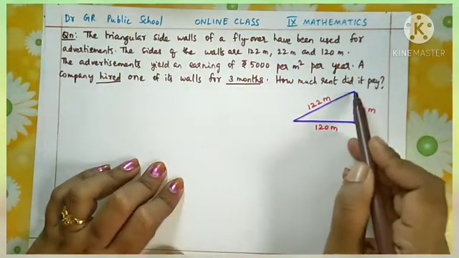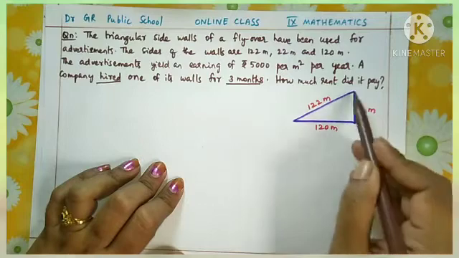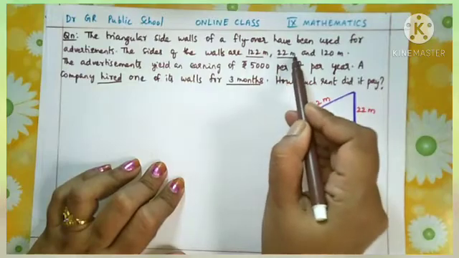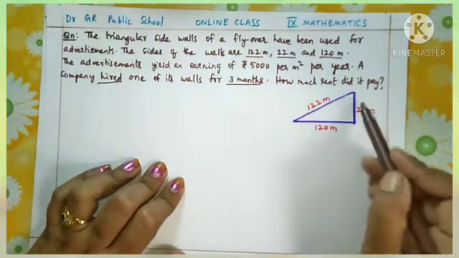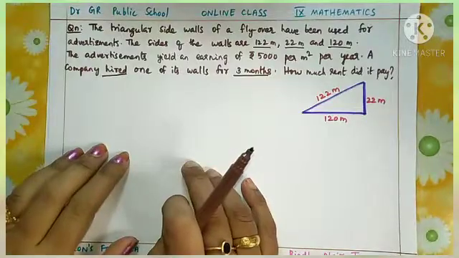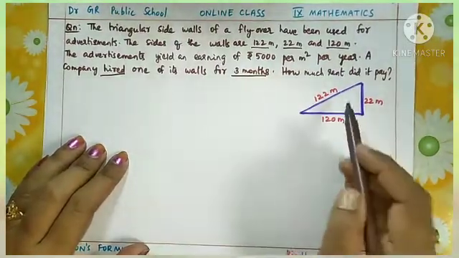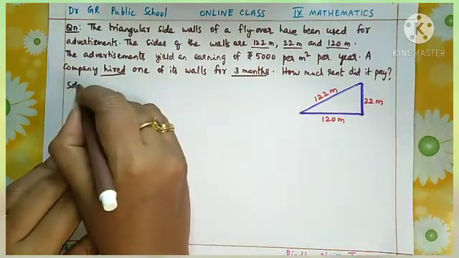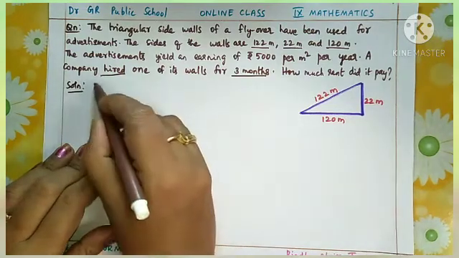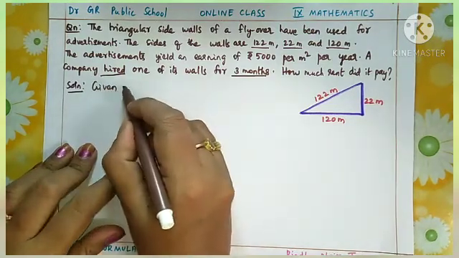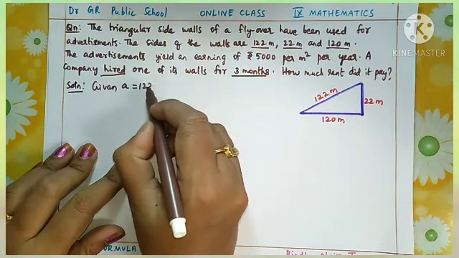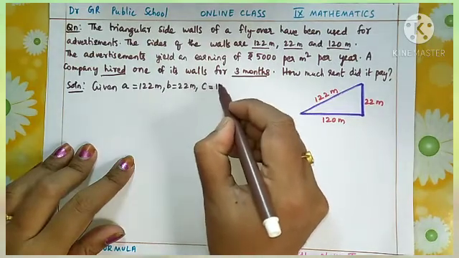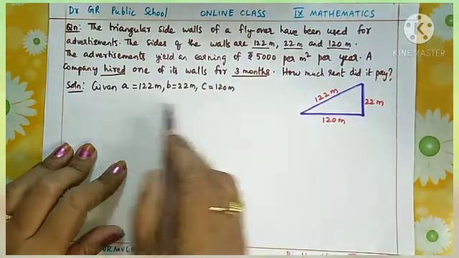Okay, so here I have drawn the triangular wall, that is one side, and it is given 122 meter, 22 meter, 120 meter are the 3 sides of this triangular wall. We can find out the area of this triangular wall now. Okay, so solution. We are applying Heron's formula here to find out the area. So we can write the 3 sides of the triangular wall: a equal to 122 meter, b equal to 22 meter, and c is 120 meters. Okay, all the 3 sides I wrote.